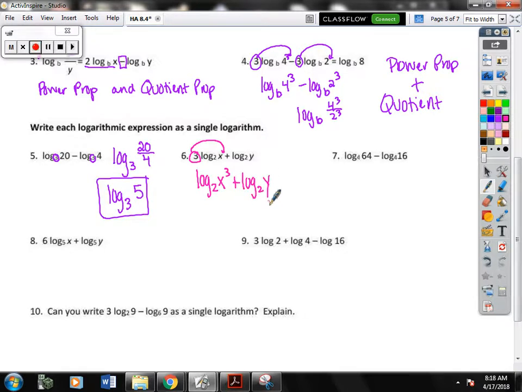Again, check to make sure you have the same base so that you can use any of the properties, and we do. We have a 2 and a 2. So if you're adding 2 logarithms, that means you're multiplying together what you're taking the log of. So this would be log base 2 of x cubed y. And if you want, you can put that in parentheses. You don't have to, though.